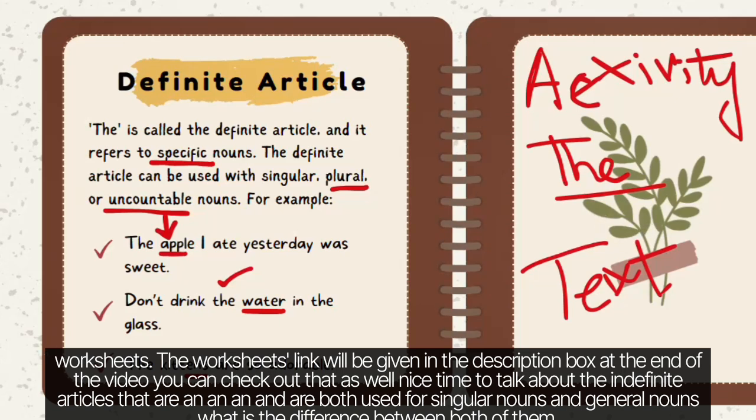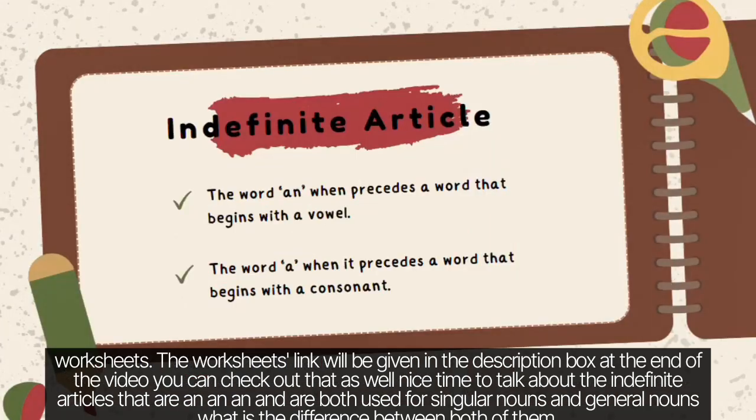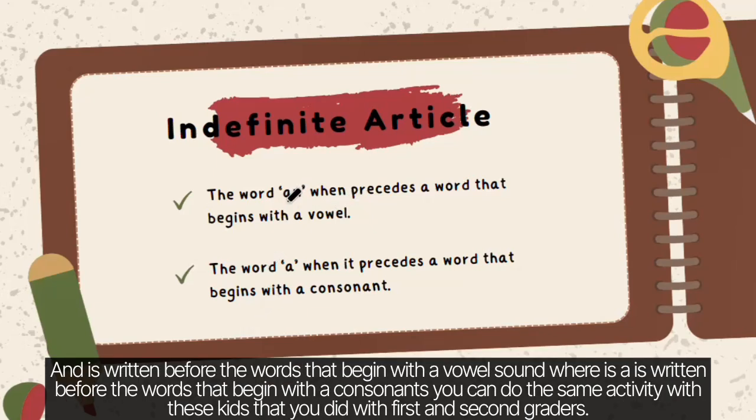Now it's time to talk about the indefinite articles that are a and an. A and an are both used for singular nouns and general nouns. What is the difference between both of them? An is written before the words that begin with a vowel sound, whereas a is written before the words that begin with a consonant sound. You can do the same activity with these kids that you did with first and second graders.